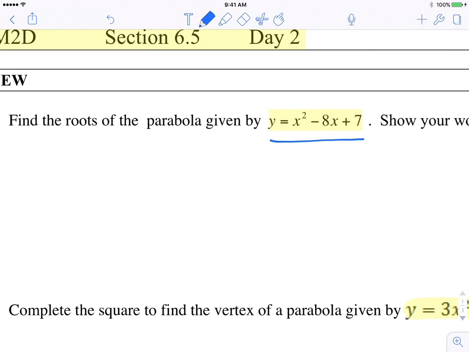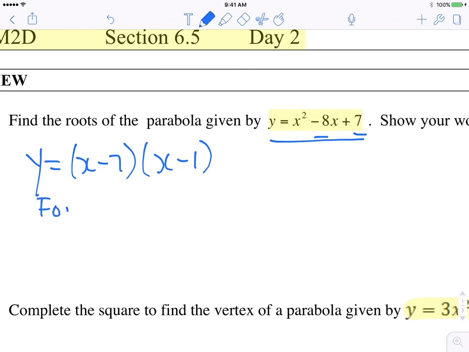What we know here is that we want to look at the 7 first. We're looking for two numbers that multiply to 7 and add up to negative 8. The only two numbers that can do that are a 7 and a 1. So in this case, we have negative 7 and negative 1, because two negatives multiply to positive 7 and they also add up to negative. So very simply, we have y equals x minus 7 times x minus 1.